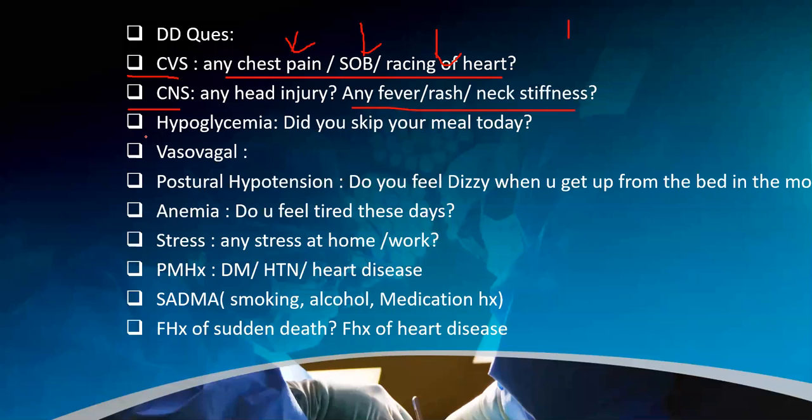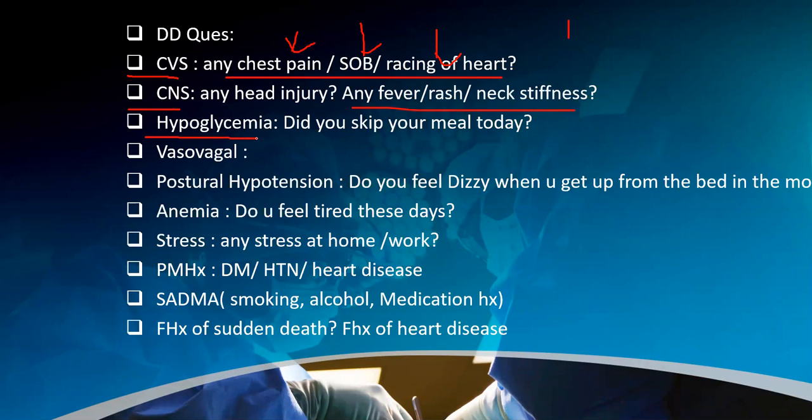So after CVS and CNS, then other causes. One cause is hypoglycemia. For hypoglycemia, just one question: did you skip your meal today? Do you have any history of diabetes? All right, so that's for hypoglycemia.